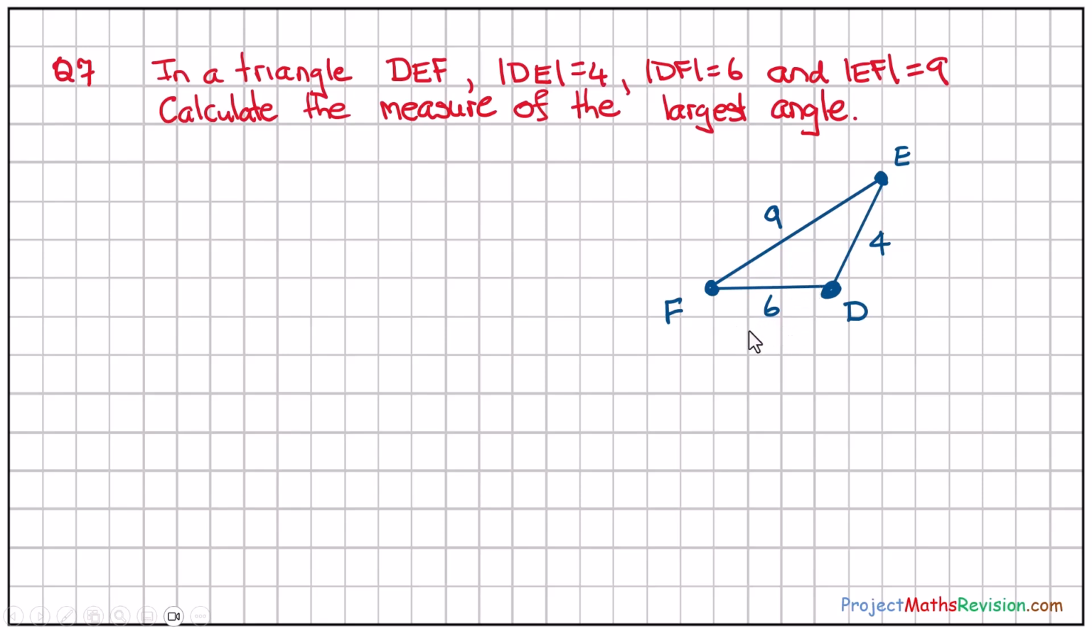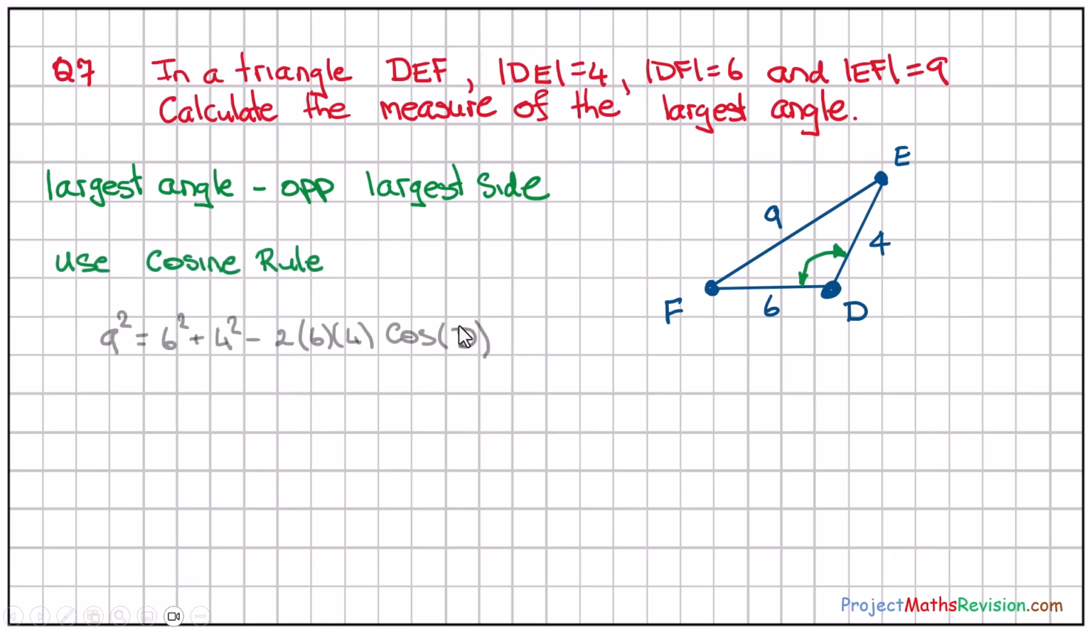So we want to measure the largest angle. The largest angle will be the angle opposite the largest side length, which is 9. So we want to get this angle here. Remember, the side opposite the angle, squared. So in our case, we'll write 9 squared equals the sum of the other two lengths squared, 6 squared plus 4 squared, minus twice 6 by 4 times the cosine of this angle here, cosine D. So we can write it as follows: a squared equals b squared plus c squared minus twice bc cos A.